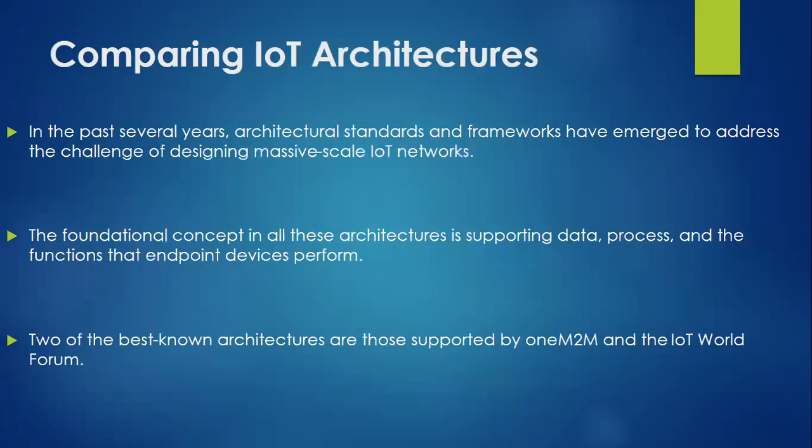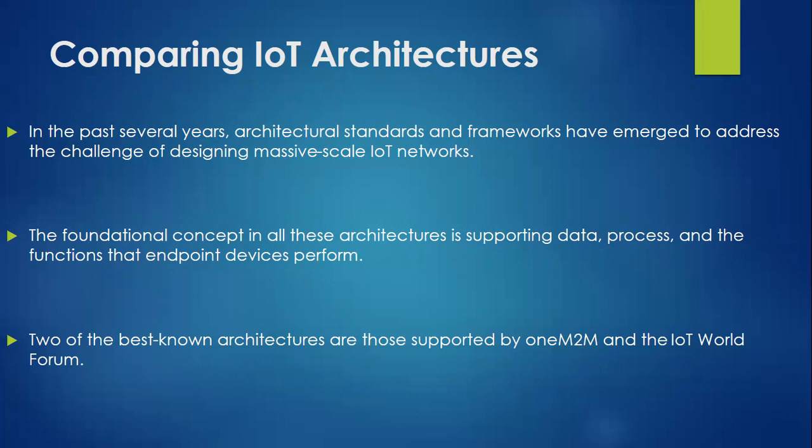Remember this. Then, comparing IoT architectures. In the past several years, architecture standards and frameworks have emerged to address the challenge of designing massive-scale IoT networks. The foundational concept in all these architectures is supporting data, then processing the data, and the functions that endpoint devices perform. So these are some architectural requirements. Here we'll be discussing the older versions of IoT architecture, like machine to machine, and then the IoT World Forum. These are the two different architectures which were designed first.